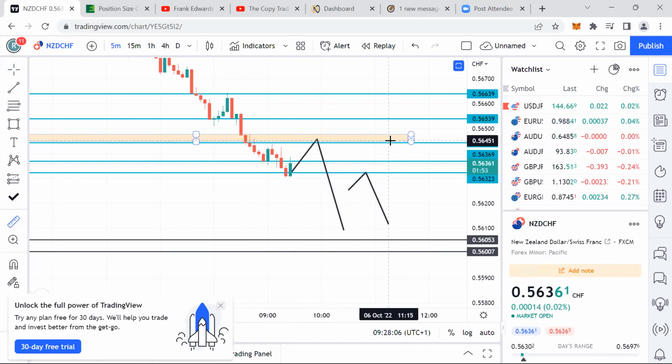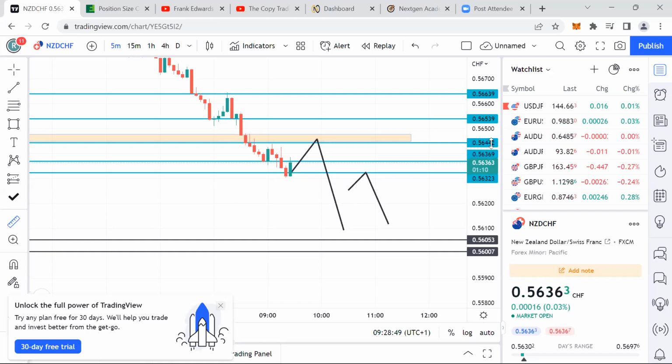So let's say you get in here. I hope we all know how to calculate pips. So let's say our entry is 0.56442. So you don't count the 2. You subtract 30 from 44. That's 30 pips. So if you deduct 30 from 44, that will be 14. So the TP1 will be 0.5614.